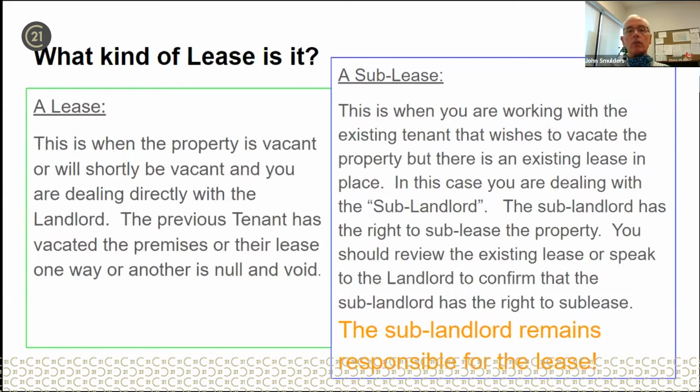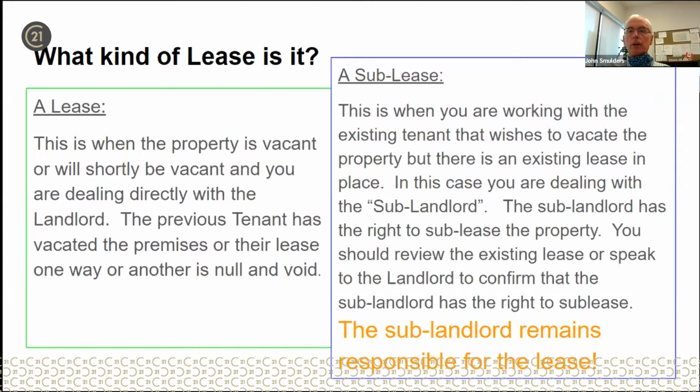But the key to dealing with somebody who has a sublease is you need to see the existing lease. You don't want to go through all of this with a sublease and list it and get a cooperating agent, or even yourself maybe, that has the tenant, and then find out later that actually the tenant does not have the right to sublease the property.